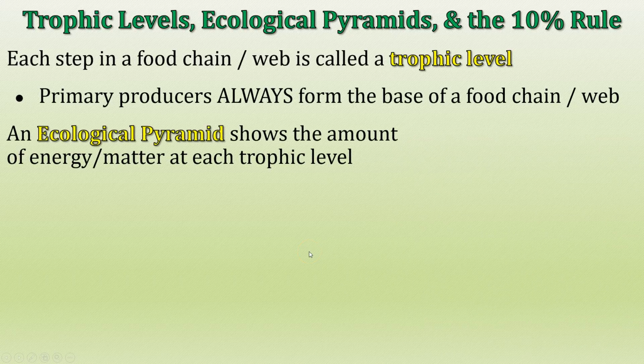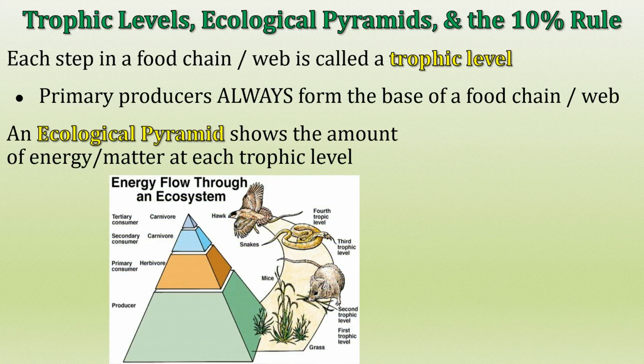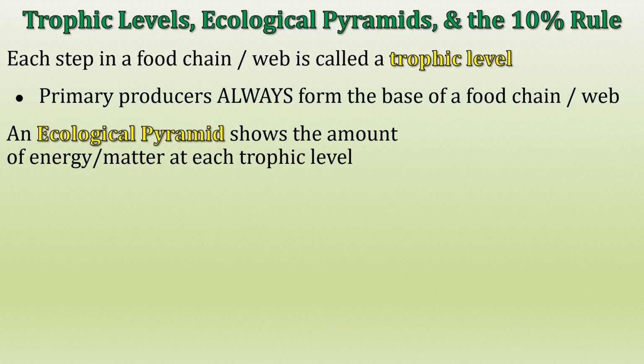An ecological pyramid shows the amount of energy or matter available at each trophic level. I'm going to have way more grass than I am mice, and way more mice than I am going to have snakes, and way more snakes than I'm going to have hawks. The further I go up the food chain, the less and less energy and matter there is as a resource. So you're going to see less and less as you go more and more towards the top.